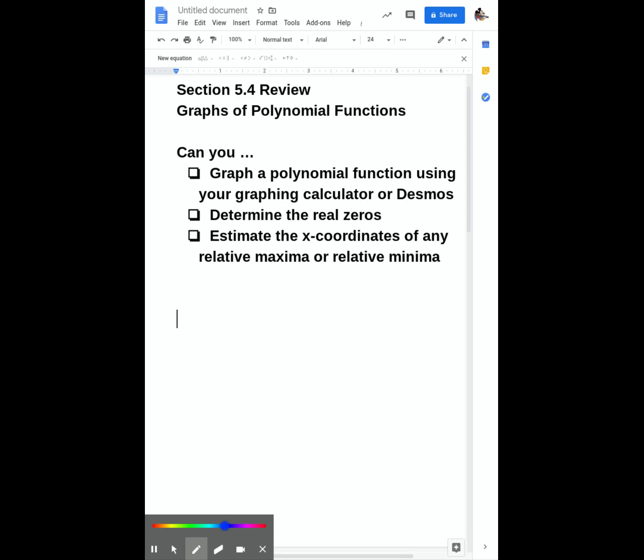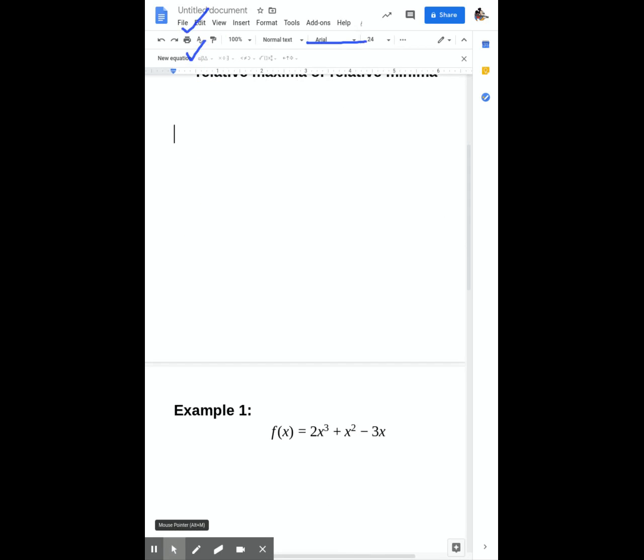Okay, section 5.4, we are graphing polynomial functions. There are a couple of things we want you to be able to do. First, we want you to be able to take your graphing calculator, if you have one, or Desmos, which I think by now you might find is actually a little bit easier, and type the equation in and graph the function. So that's the first thing. Once you have the graph, we want you to be able to look at the graph and find a couple of these interesting points. So first, the real zeros, those points where your graph intersects, touches, crosses the x-axis. And then finally, the x-coordinates of any max or min that the function might have. So we're going to look at a couple of functions today.